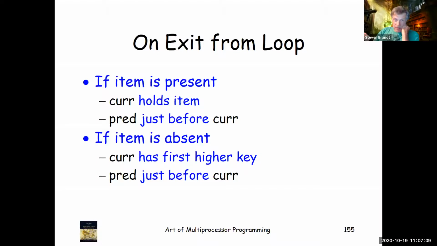So on exit from this loop, if the item is present, the current holds the item, and the predecessor is just before current. If the item is absent, the current has the first higher key and the predecessor is just before current.